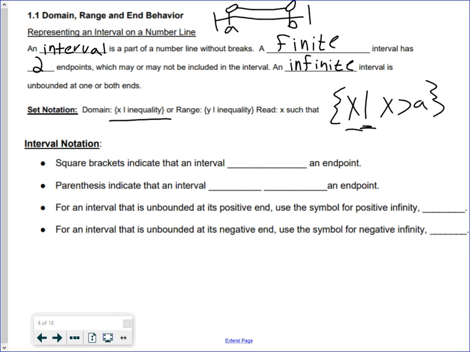All right, so interval notation. When it comes to interval notation, we have square brackets and parentheses. A square bracket indicates that an interval includes an endpoint.